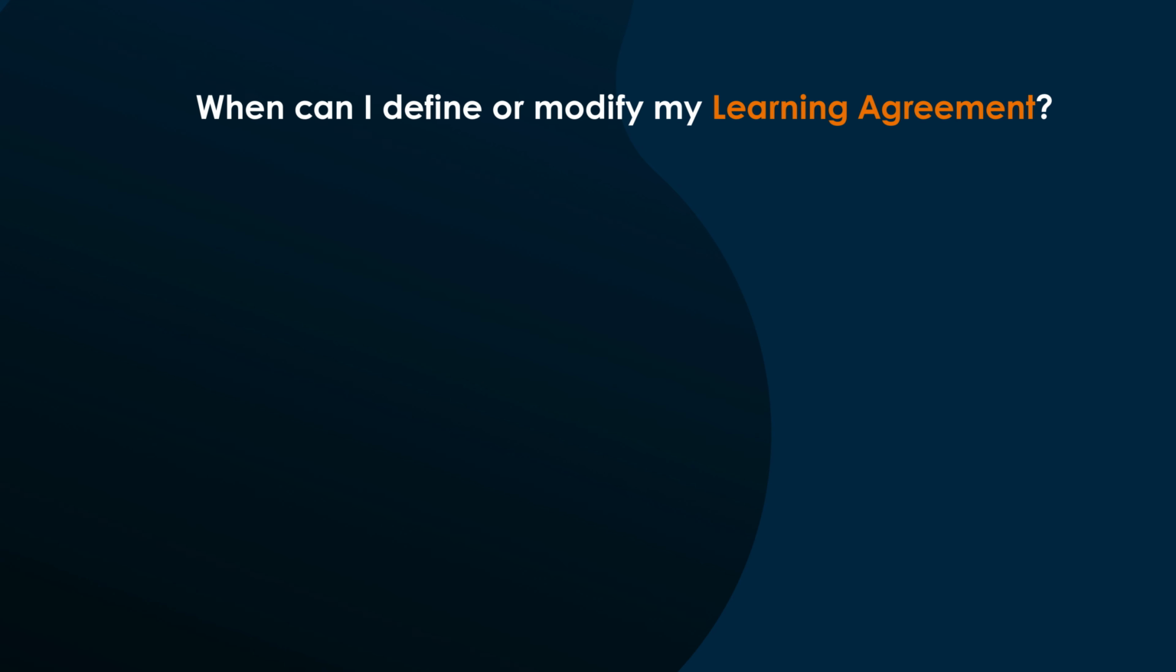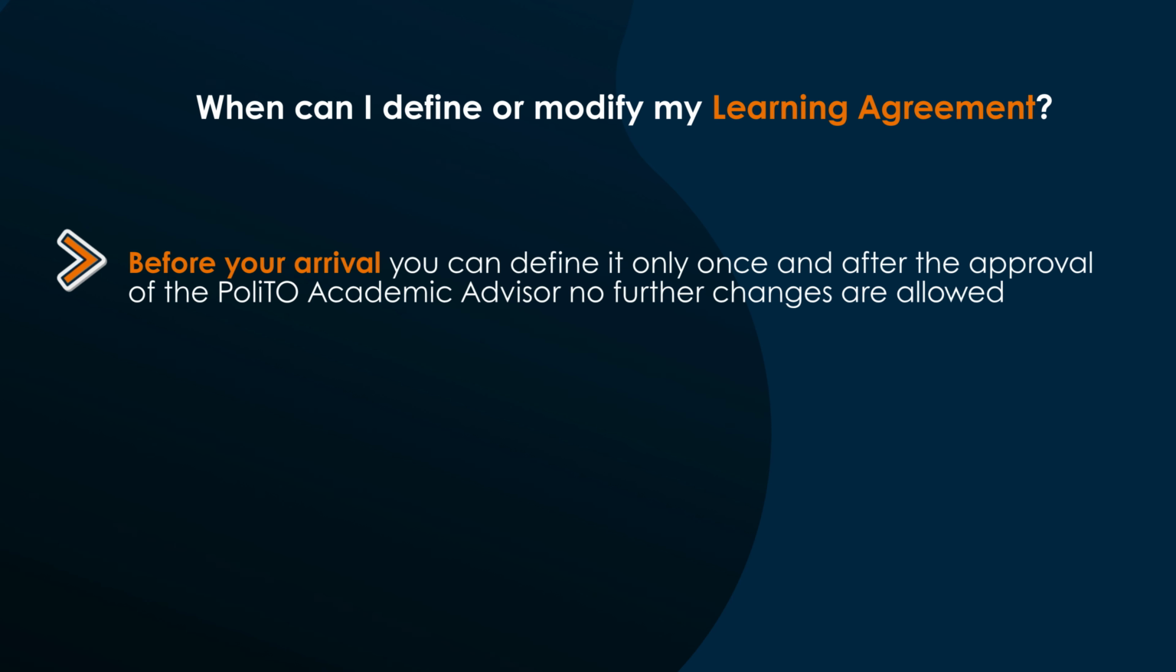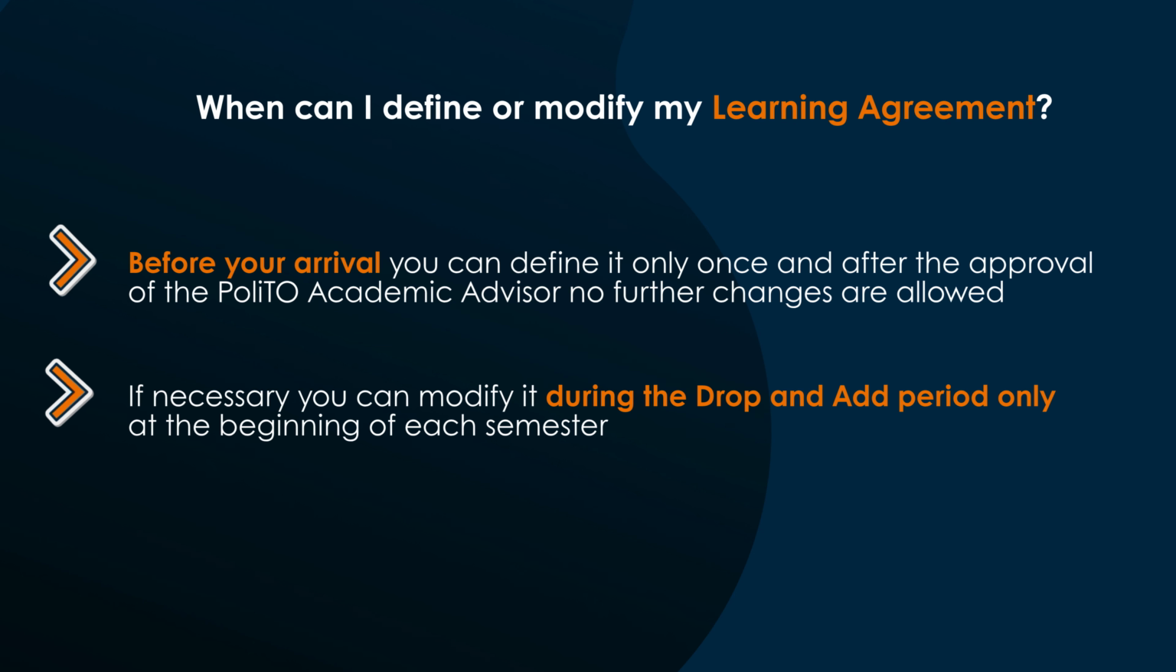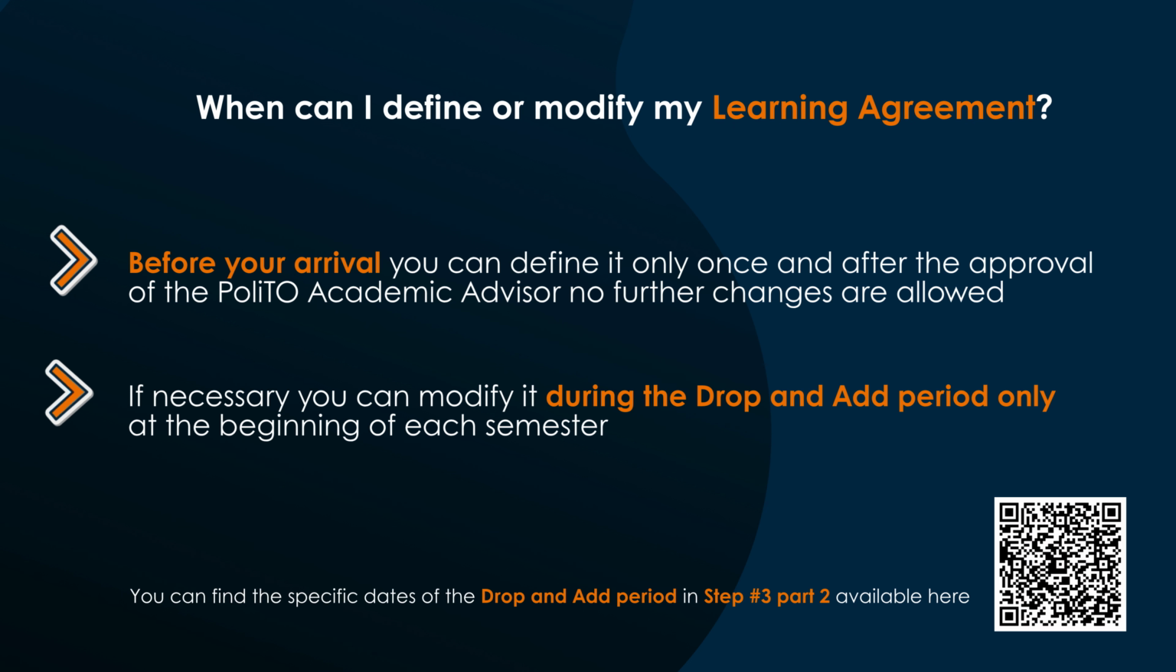When can I define or modify my learning agreement? Before your arrival you can define it only once, and, after the approval of the PoliTo academic advisor, no further changes are allowed. If necessary you can modify it during the drop and add period, only at the beginning of each semester. You can find the specific dates of the drop and add period in step number 3 part 2 available here.